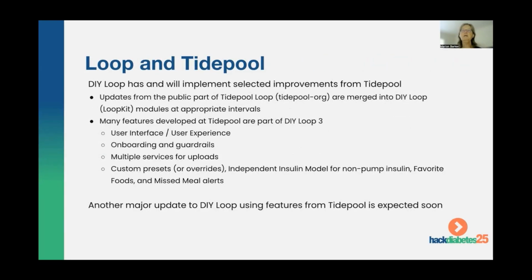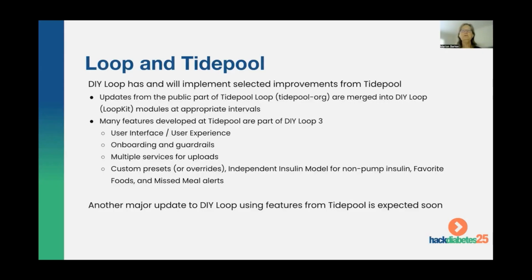DIY Loop has and will implement selected improvements from Tidepool. There is careful separation between paid Tidepool work and volunteer DIY activities. Updates from the public part of Tidepool Loop are merged into LoopKit modules at appropriate intervals. Tidepool Loop started with the DIY Loop code that went through the JAEB study in 2019, but made improvements in the user interface and underlying architecture while adding onboarding and guardrails. DIY Loop 3 includes a lot of the improvements from Tidepool Loop 1.